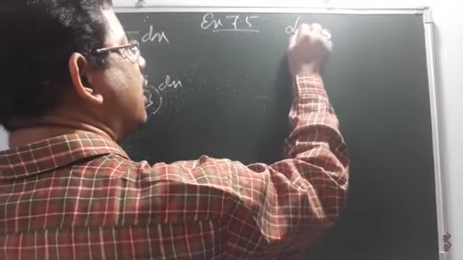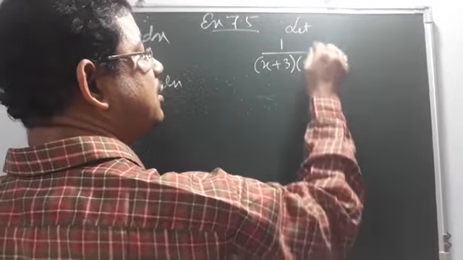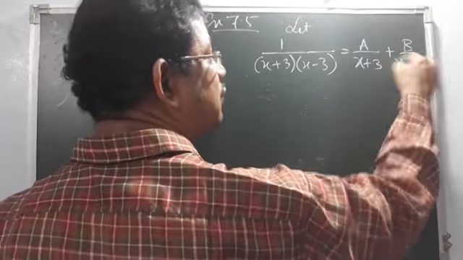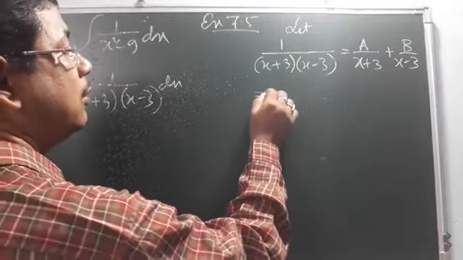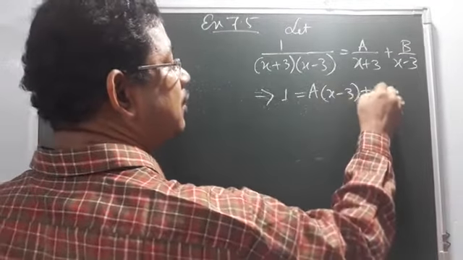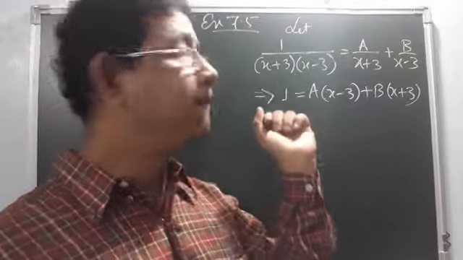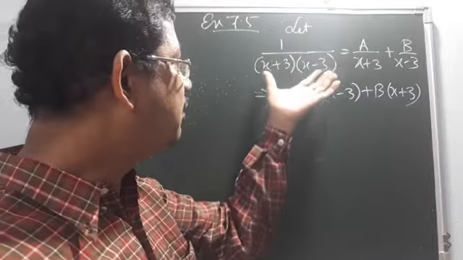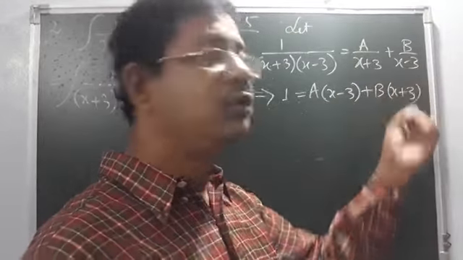Now we will try to write 1 by x plus 3 into x minus 3 as a by x plus 3 plus b by x minus 3. See, I have written this one as a by x plus 3, b by x minus 3. Now we can do the simplification. This is equal to a into x minus 3 plus b into x plus 3. How have we done this? Multiplying each term by x plus 3 into x minus 3. We multiplied each term by this term, so on the left 1 remains, and the first term becomes a into x minus 3, and the other becomes b into x plus 3.